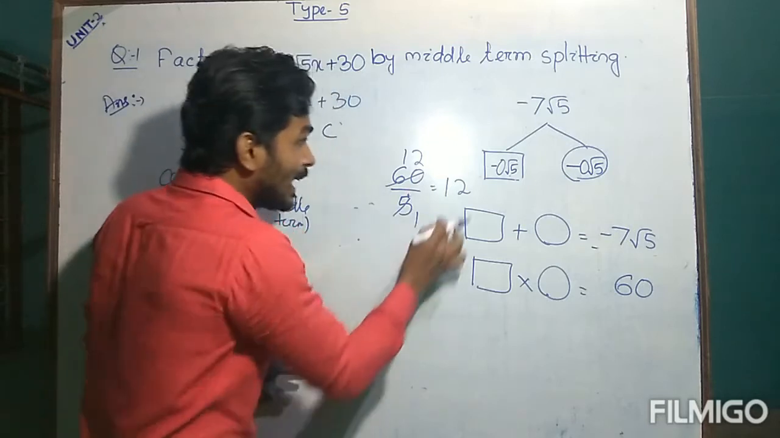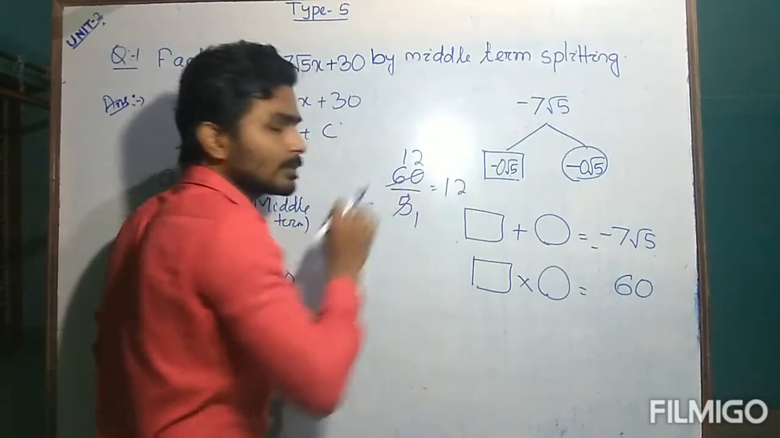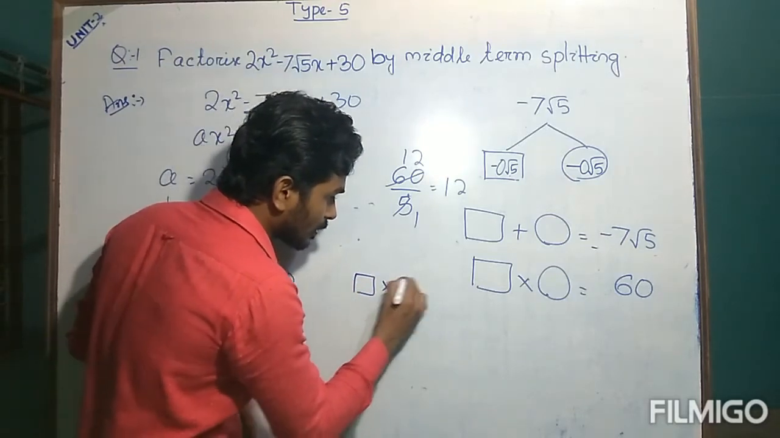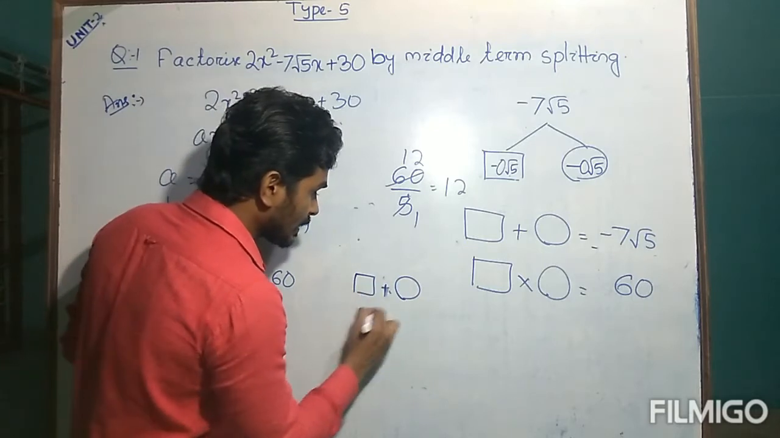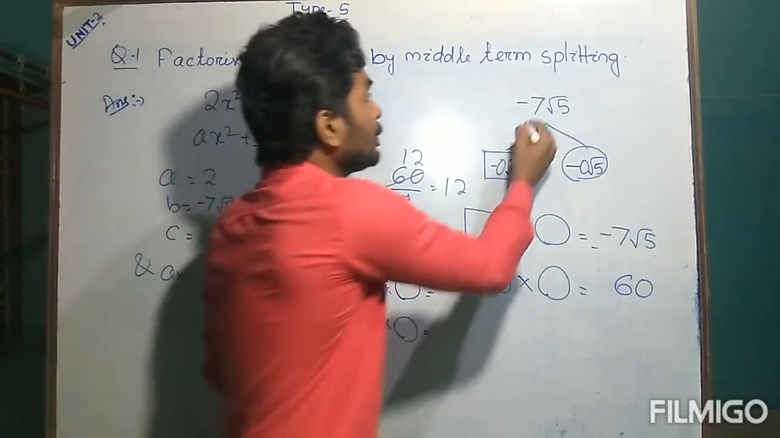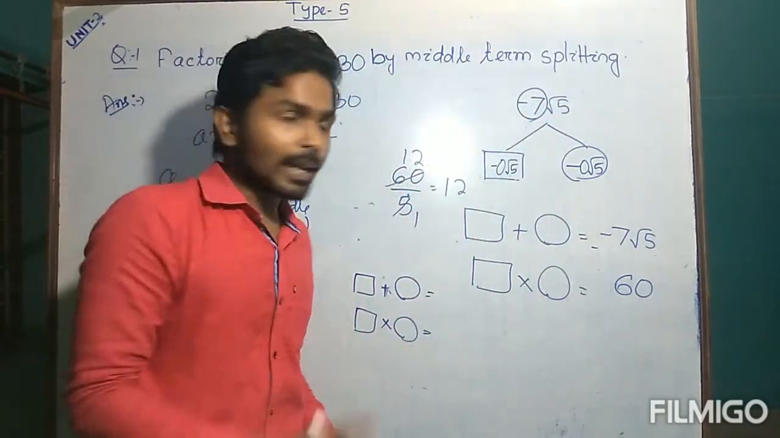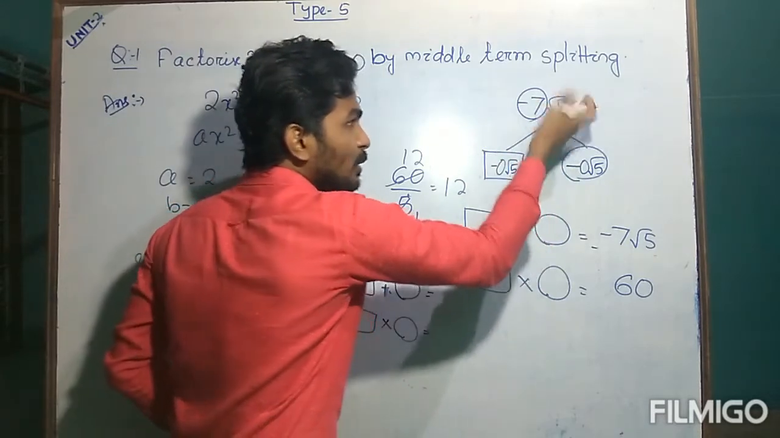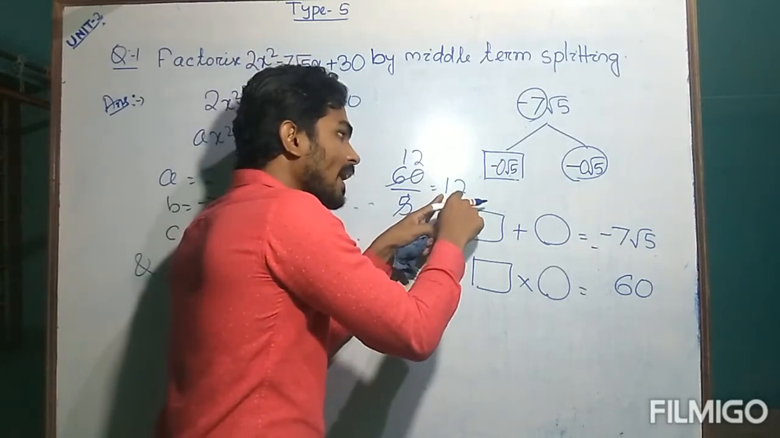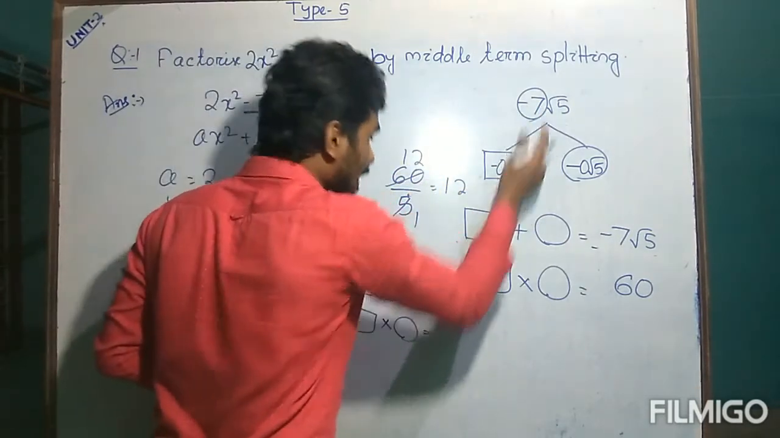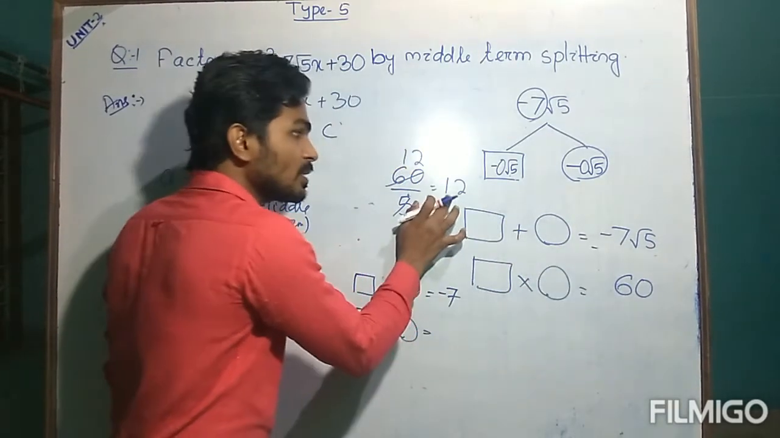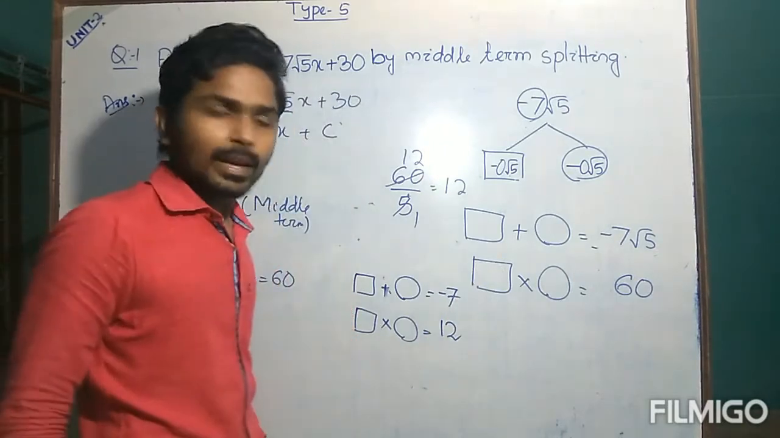So here we have to split this 12 into two parts, so that their addition will give minus 7. Because we already have root 5 here, we do not need root 5, we need the rational part. So we need to split this 12 into two parts so that the addition is minus 7 and the multiplication is not 60, it is reduced to 12. Okay, it is clear now.